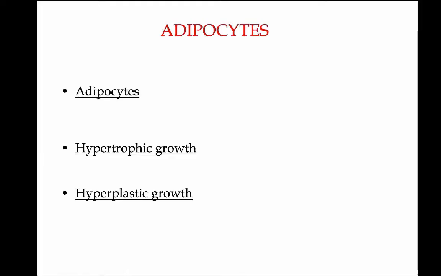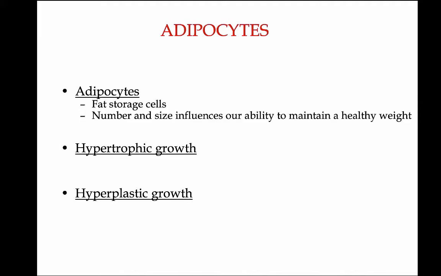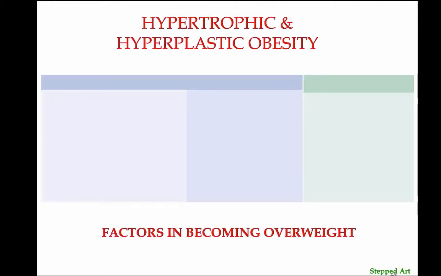...are adipocytes. Adipocyte is another name for fat cell. And the number and the size of these fat cells can affect our ability to maintain a healthy weight. Hypertrophic growth refers to increase in cell size. Hyperplastic growth refers to increase in cell number. And how does that bear out when we're looking at weight control?